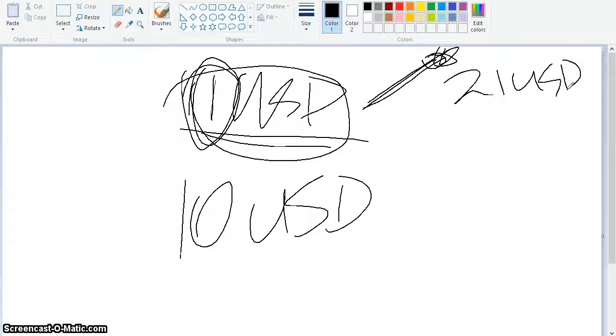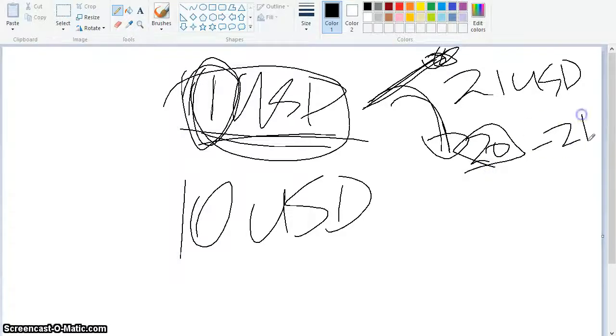Same thing if I was losing. Remember, if I bought but then things went down, it drags me down another 20 points. So that means I'll be sitting at minus 21 USD, so I'll be losing.